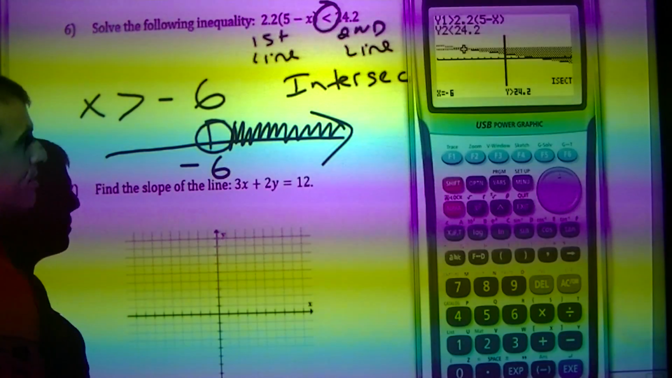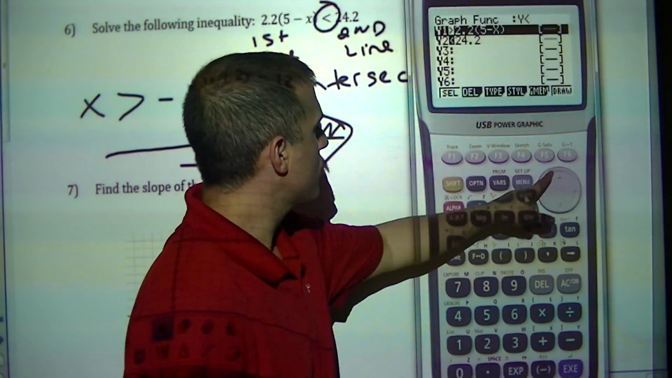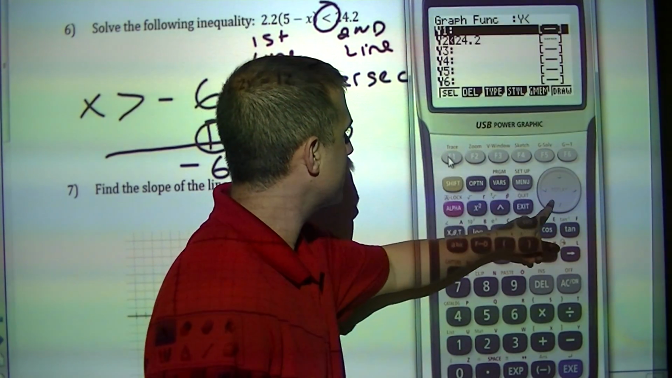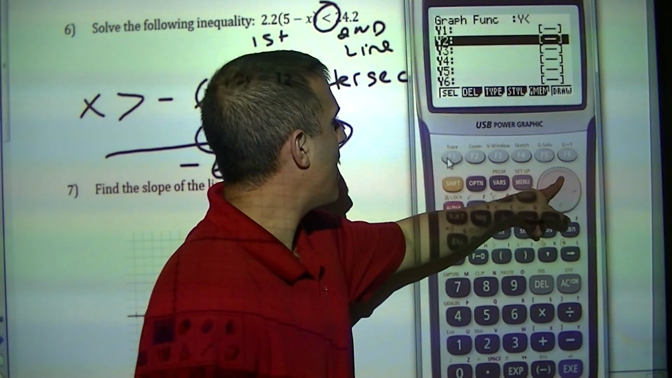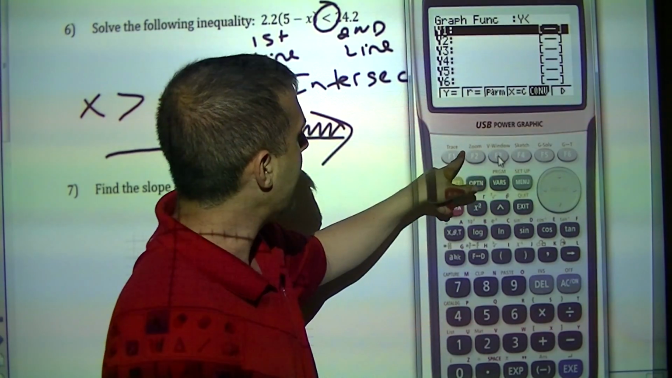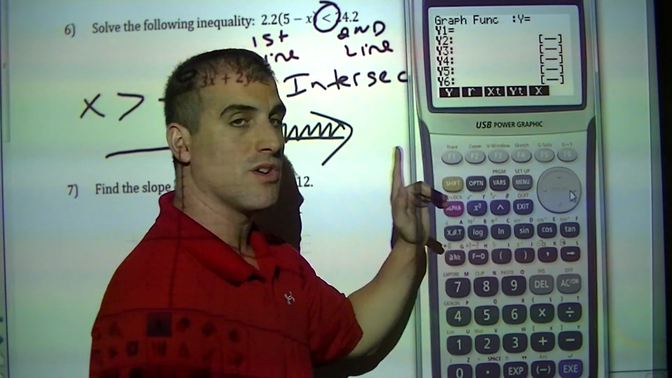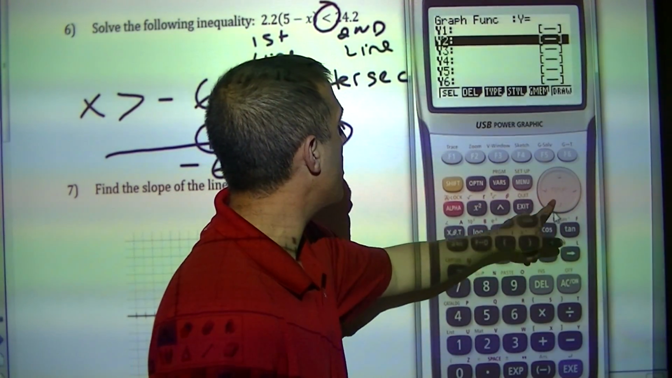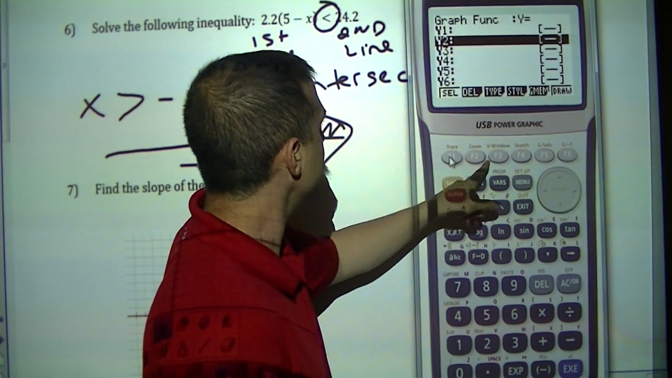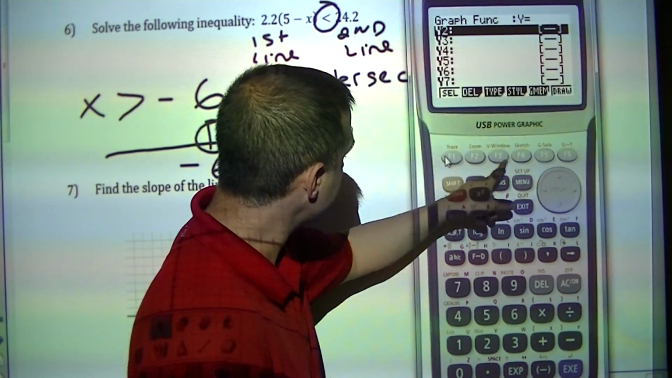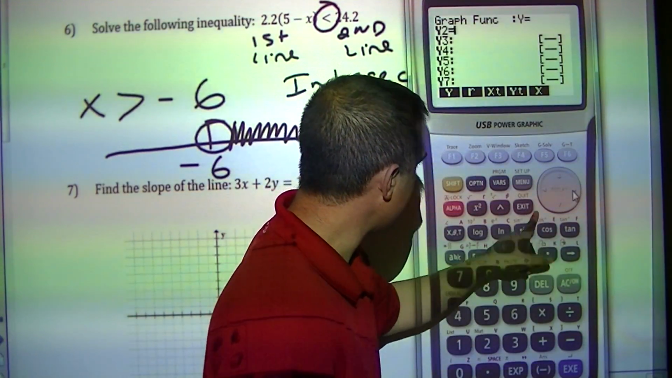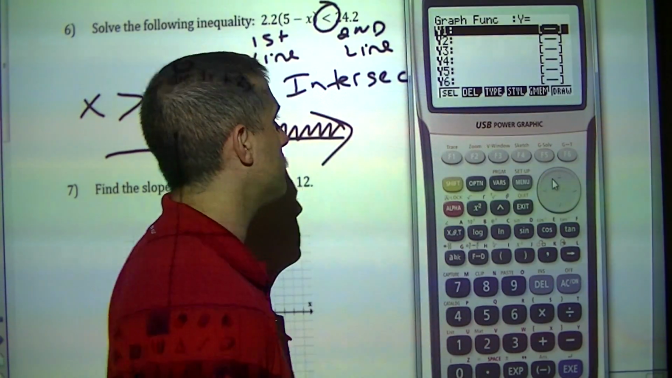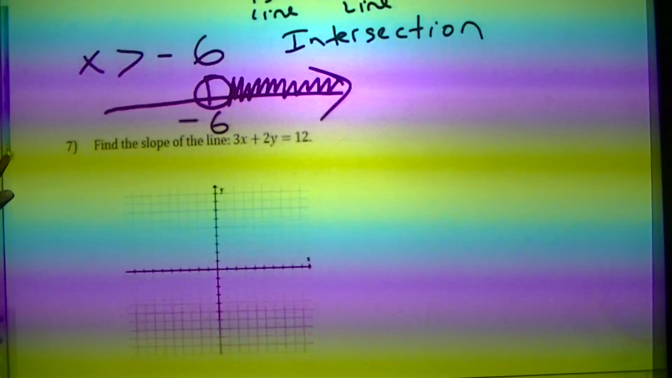Now, the important thing to do here, when you go back, you delete it. This is really important. Now, when I select the type, I got to turn it back to y equals, or else you're going to keep getting inequalities. So I'm going to delete it. I'm going to select the type, y equals, over. And I should be good now. So you got to be careful there.